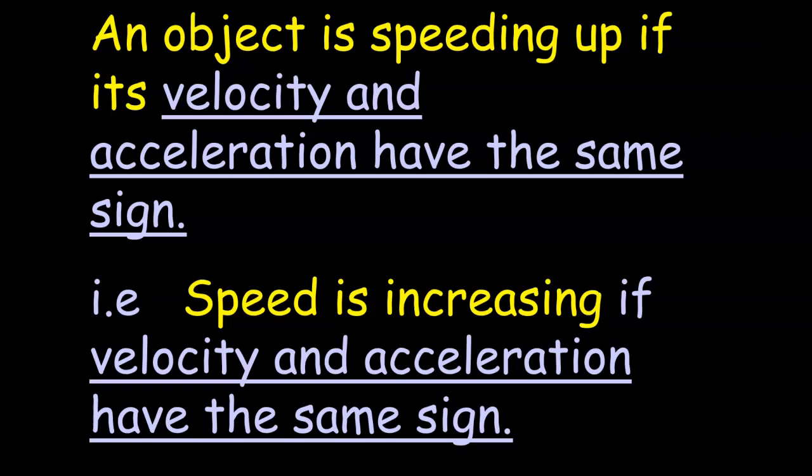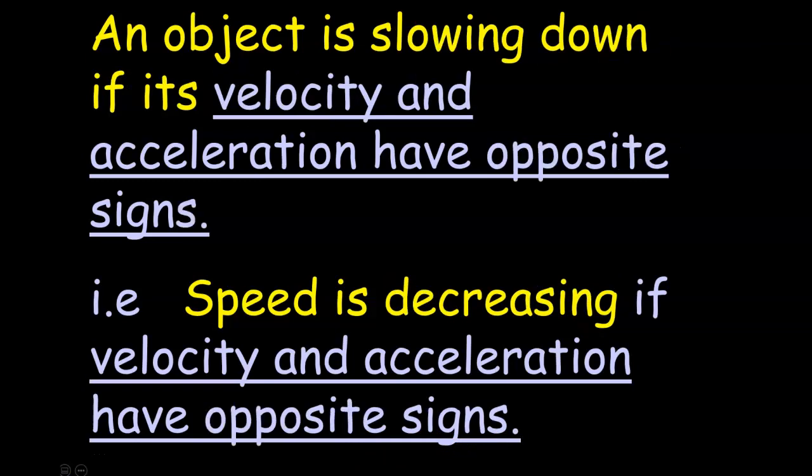Speed is increasing if velocity and acceleration have the same sign. Super similar writing, right? So, next slide. Our object is slowing down if the velocity and acceleration have opposite signs.